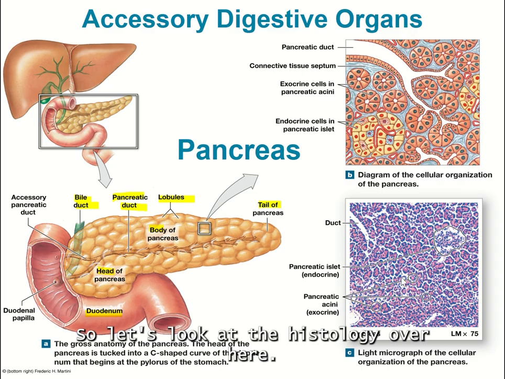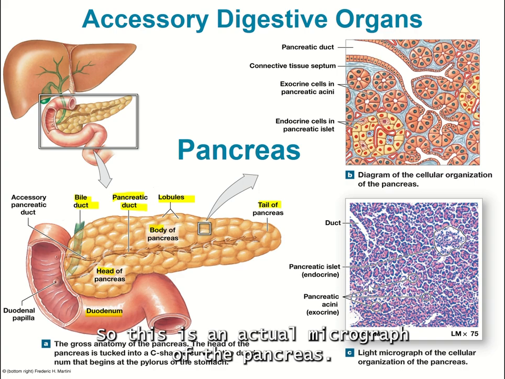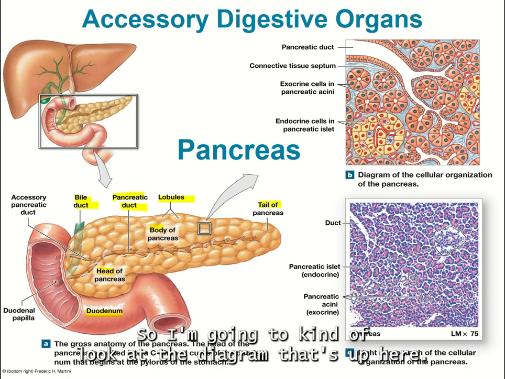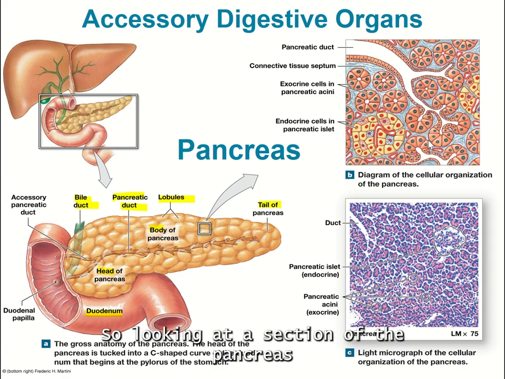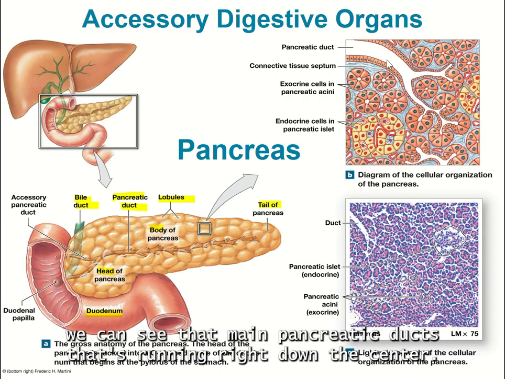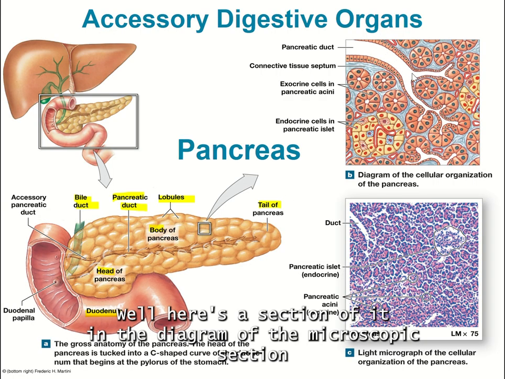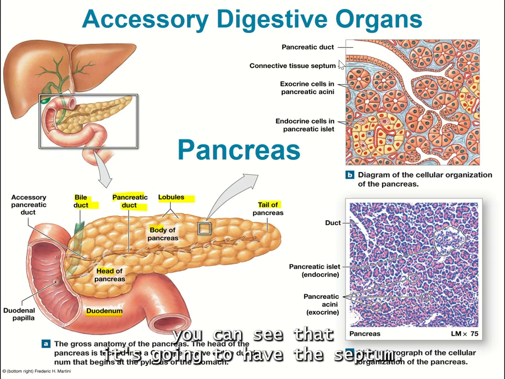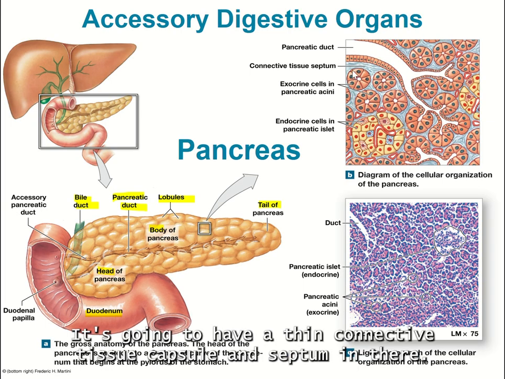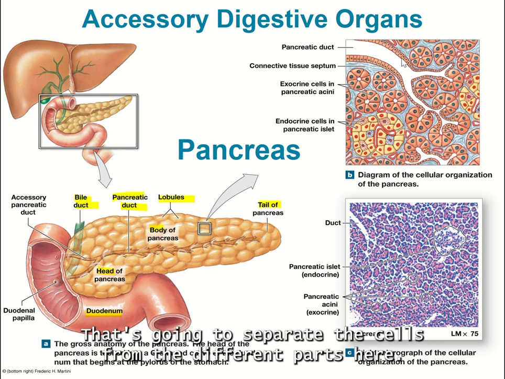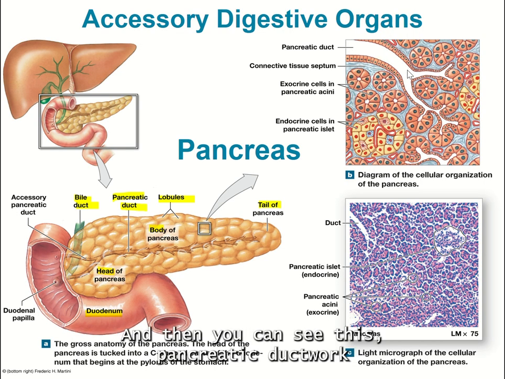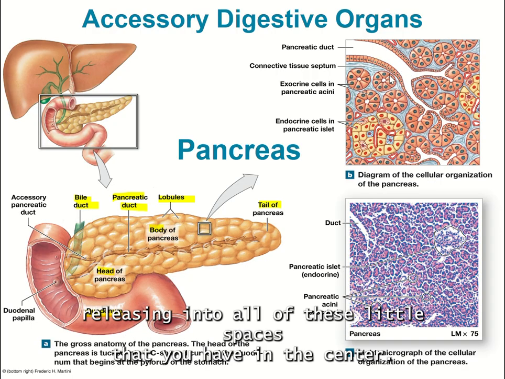So let's look at the histology over here. This is an actual micrograph of the pancreas. This is harder to see, so I'm going to look at the diagram that's up here. Looking at a section of the pancreas, we can see that main pancreatic duct that's running right down the center. Here's a section of it in the diagram of the microscopic section. You can see that it's going to have this septum. It's going to have a thin connective tissue capsule and septum in there that's going to separate the cells from the different parts here, and then you can see this pancreatic duct we're going to be releasing into.